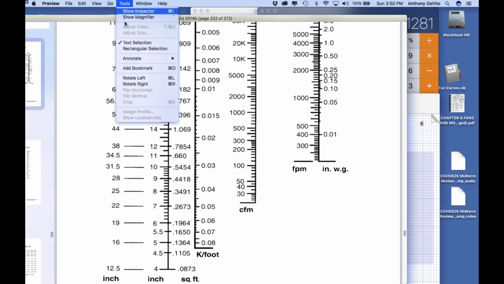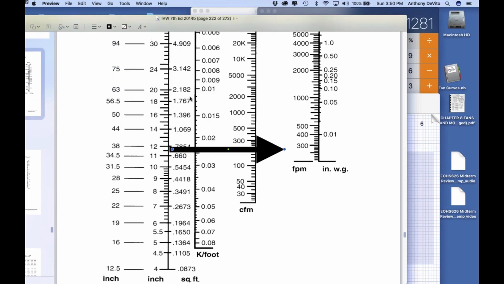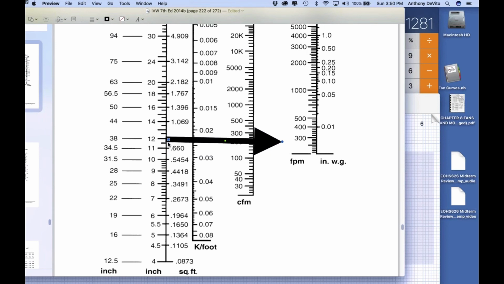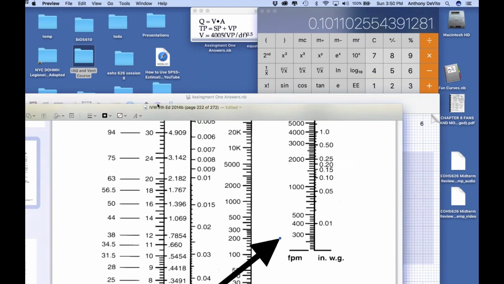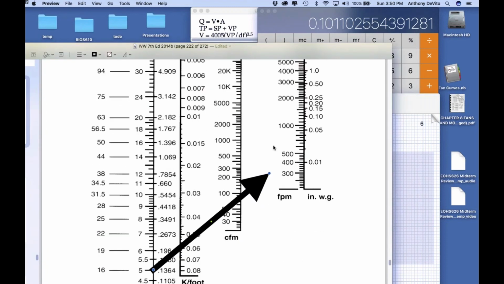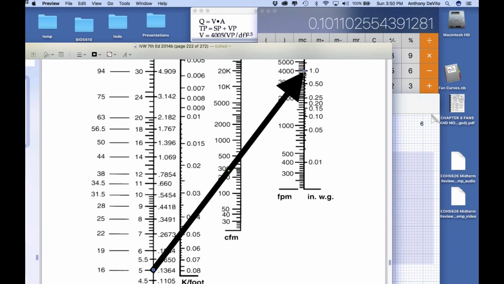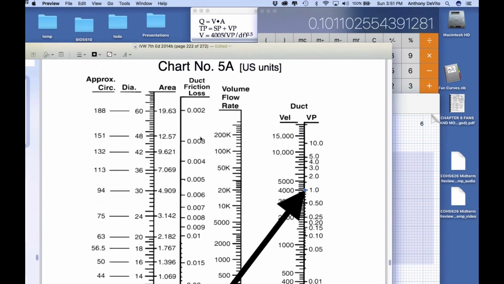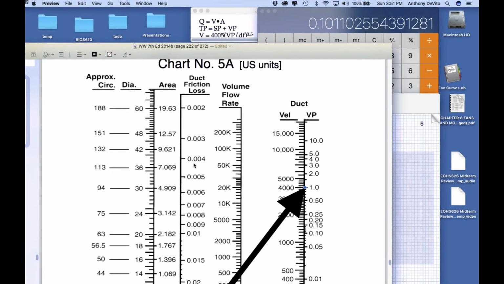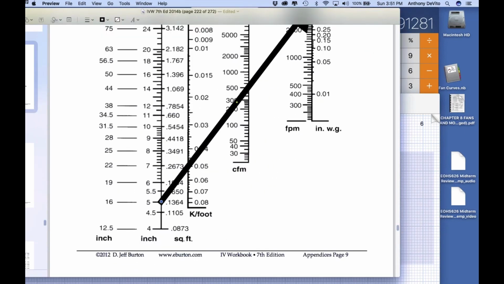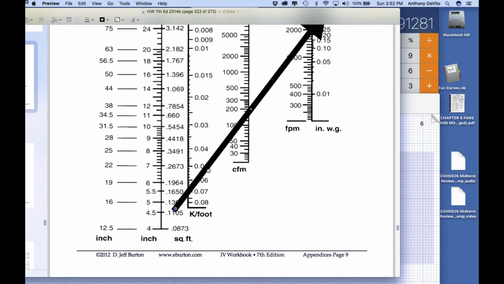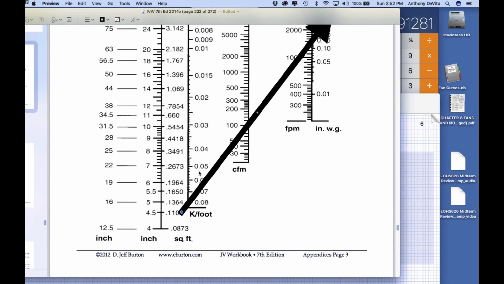So let's add an arrow in here. Annotate. Okay, let's take our straight arrow. We'll start at 5 inches diameter ductwork, and we will go up to the velocity of air going through here, which is 4,000 feet per minute. Okay, there's our velocity, and let's see where it crosses this duct frictional loss, or K value. I would call that roughly about 0.07.